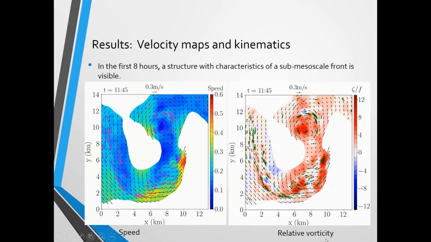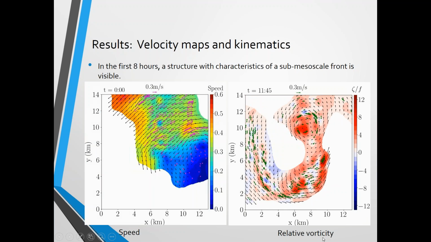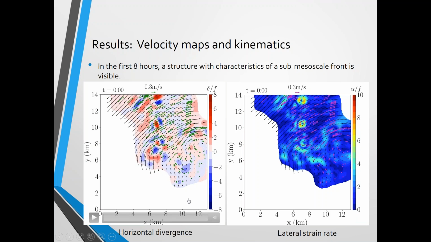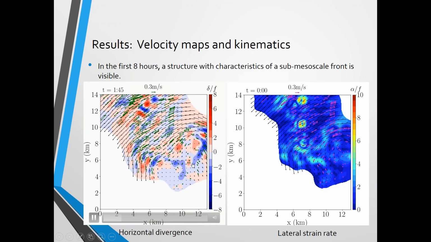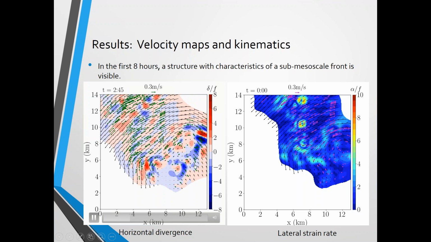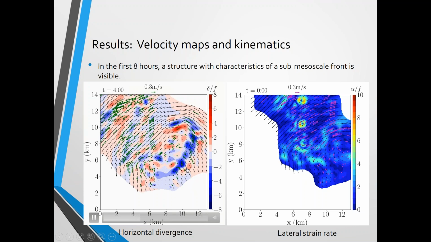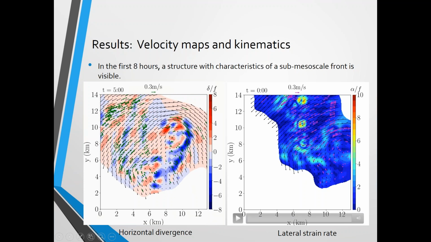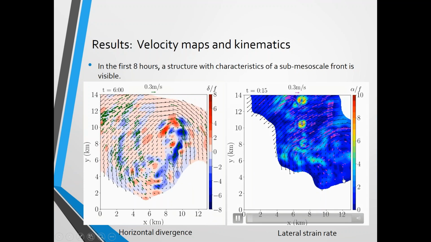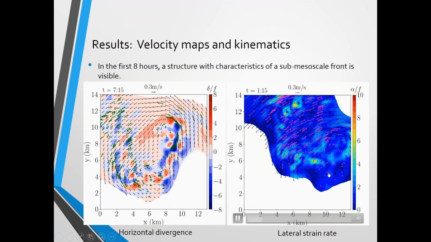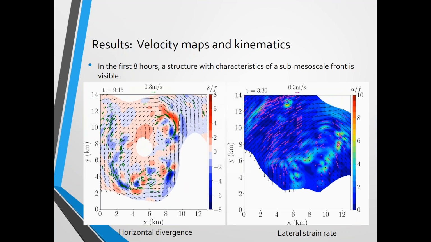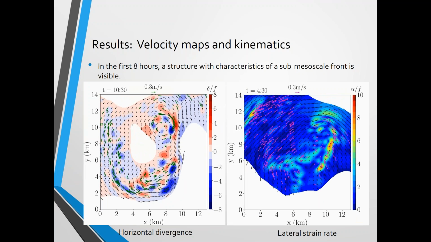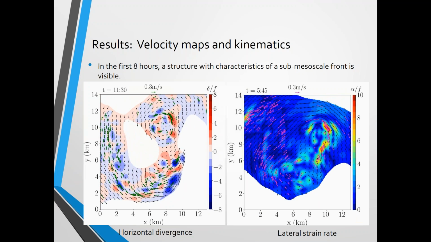And the same feature is observable on the map of horizontal divergence. You can see a very strong convergence where the drifters are aligned, and also very strong strain rate, which is indicative of frontogenesis, a submesoscale frontogenesis process occurring.